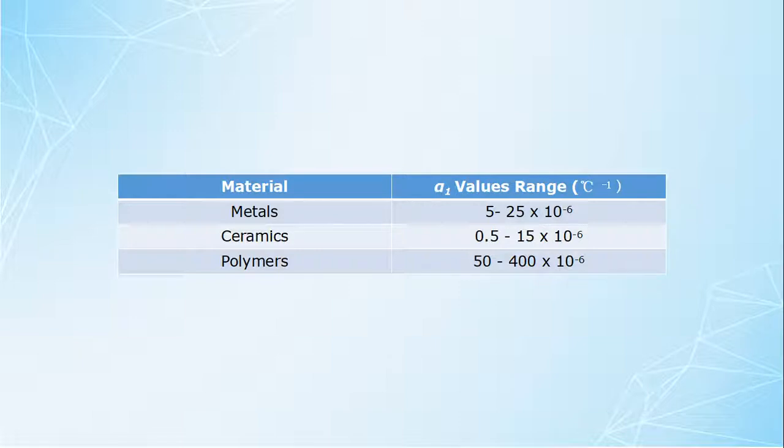Ang unit nito ay reciprocal ng temperature. Kumbaga, degrees Celsius raised to -1 or degrees Fahrenheit raised to -1. Following this definition, we will be able to have the value ranges of materials in the units of the reciprocal of degrees Celsius. Above all the three materials, polymers have the highest range of linear coefficient of thermal expansion.